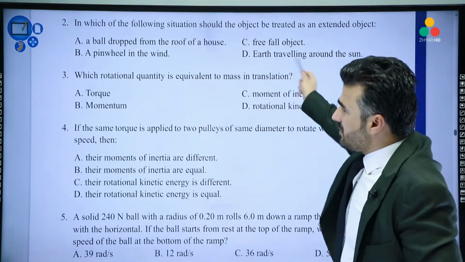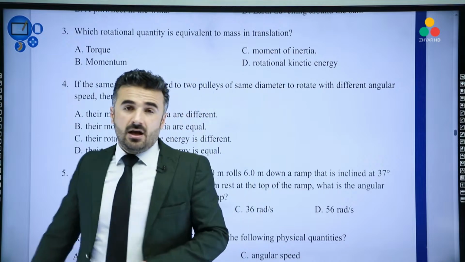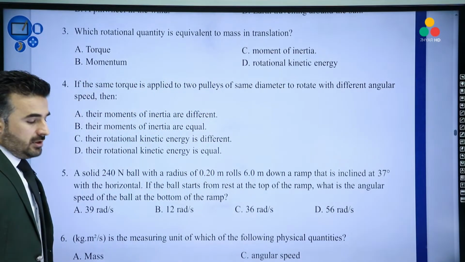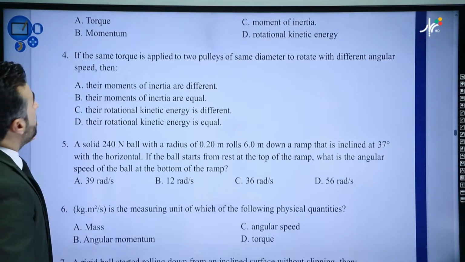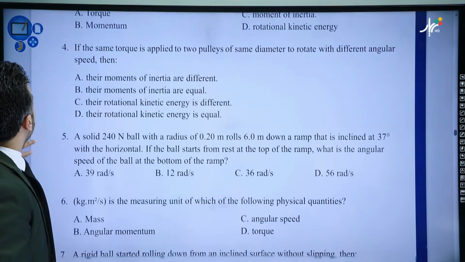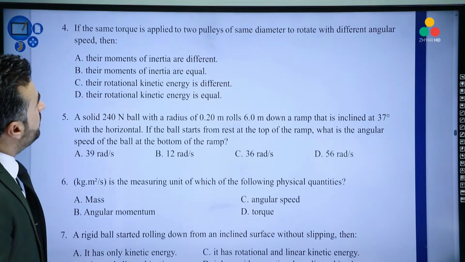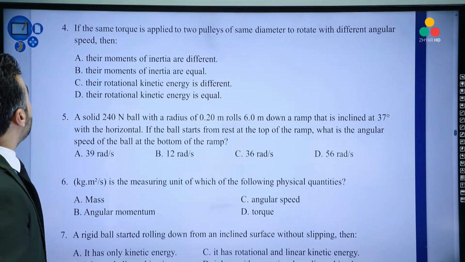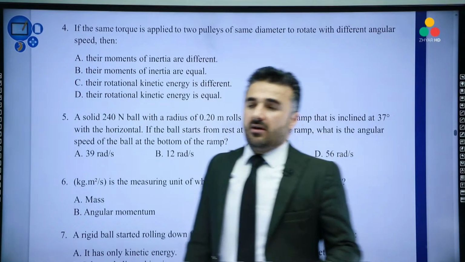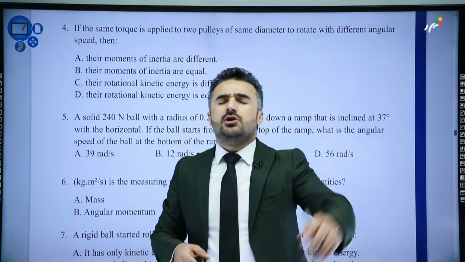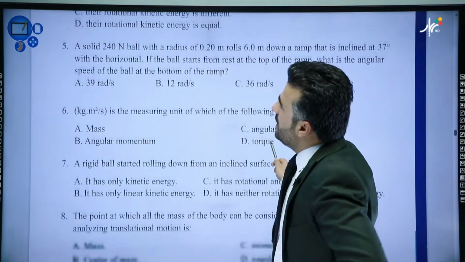All right, this is very similar to the first one. Which rotational quantity is equivalent to mass in translational motion? Of course, moment of inertia would be the analog to that, okay? So moment of inertia, that would be for the mass. If the same torque is applied to two pulleys of the same diameter to rotate with different angular speeds, can we say their rotational kinetic energy is the same? No. So their rotational kinetic energy will be different.